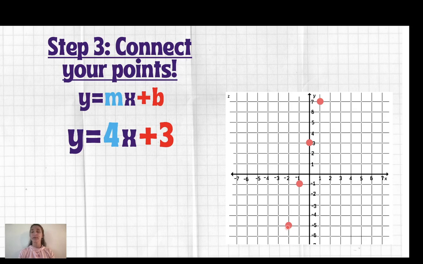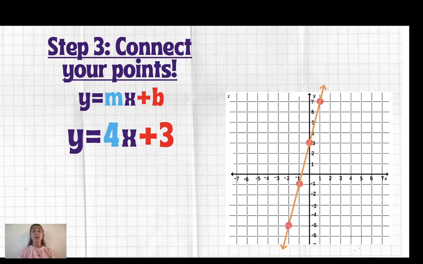Step 3, your final step, connecting your points. Remember, a linear function is represented by a straight line. We are now ready to draw a line using a straight edge through these points that we have plotted in the previous steps. The line at right, plotted now, represents the graph of the function y equals 4x plus 3.